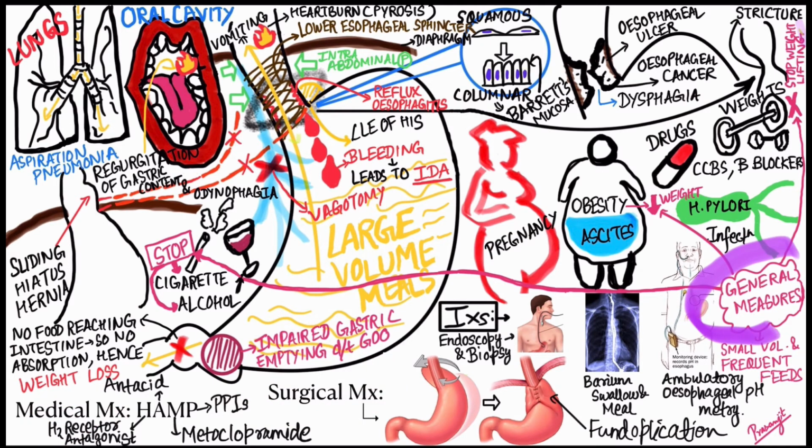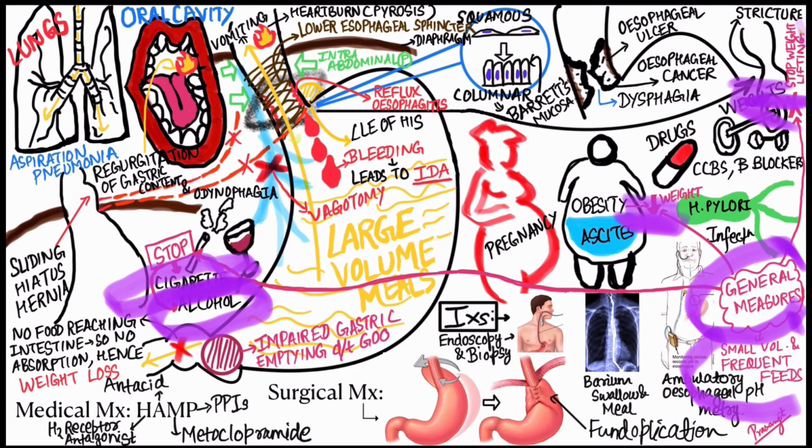First is general measures. In general measures, first we have to decrease the body weight, that is by doing proper lifestyle modifications. Then we have to avoid weightlifting. Then we have to take small volume and frequent feeds, because one of the etiological factors was large volume meals. Then we have to stop cigarette smoking and alcohol consumption. So these are the points which come under general measures.